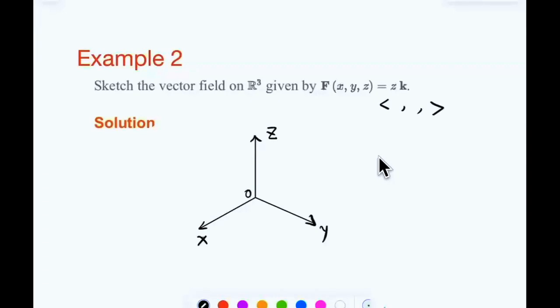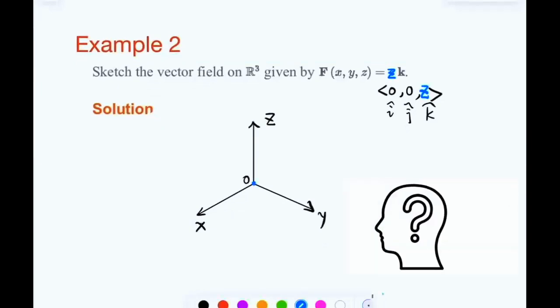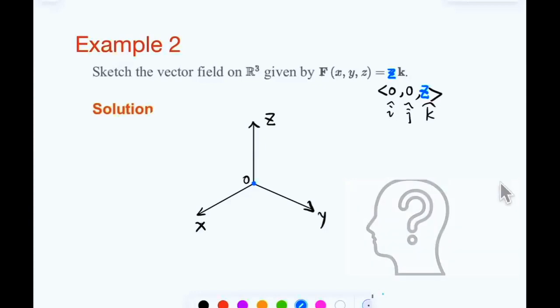The x component, along the i direction, will be 0, and the j component is 0, and then the k component will be z, right? It will be z right here because this is z. So we have that. Now we can start plugging in points. What about at the center? What will be the vector associated with that? It will be 0, 0, 0.